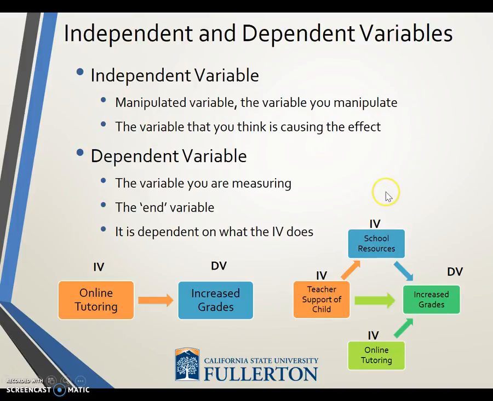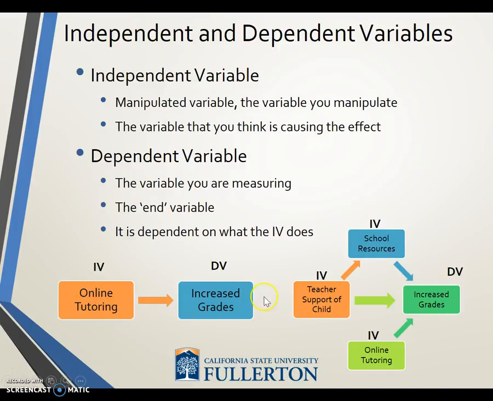All right, so now talking about definitions, these are things that'll come up later on. Independent variable and dependent variable. So in these examples that we were just talking about, we have the online tutoring and the increased grades. The independent variable is the one that you manipulate. It's the variable you think might be causing the effect. So that's the IV or independent variable, and that would be online tutoring.